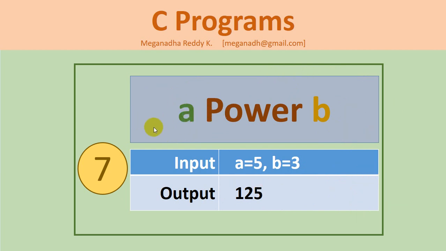Let's take one last example. If we take 2 power 5, we need to multiply 2 five times. So we will write a for loop, and the loop will rotate 5 times and multiply the same number. So let's get started, and let me open Visual Studio.